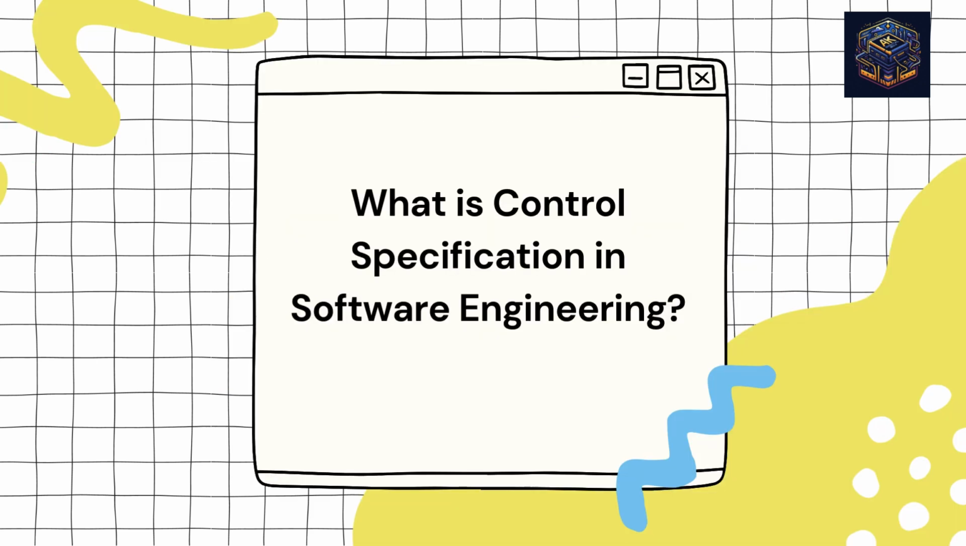Let's now talk about control specification in software engineering, which is a vital aspect of managing and maintaining the control over the software throughout its life cycle. In simple terms, control specification is all about establishing a clear set of rules and processes that define how control will be maintained within the software system. It's essentially a framework that ensures the system behaves as intended and allows us to manage its operations effectively.